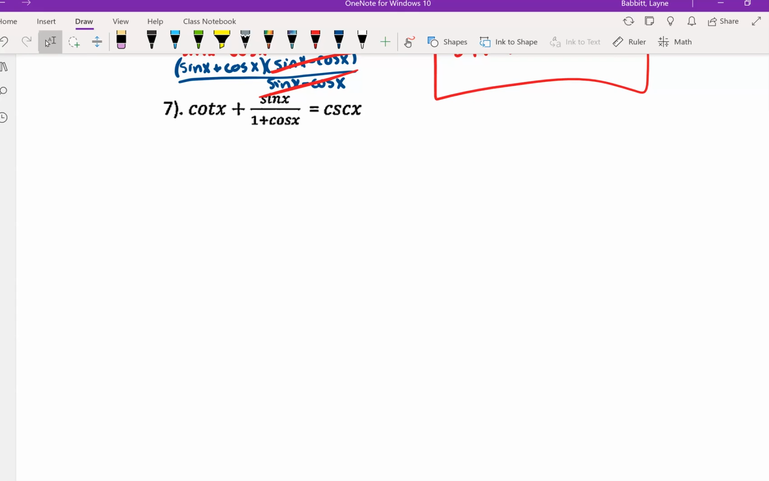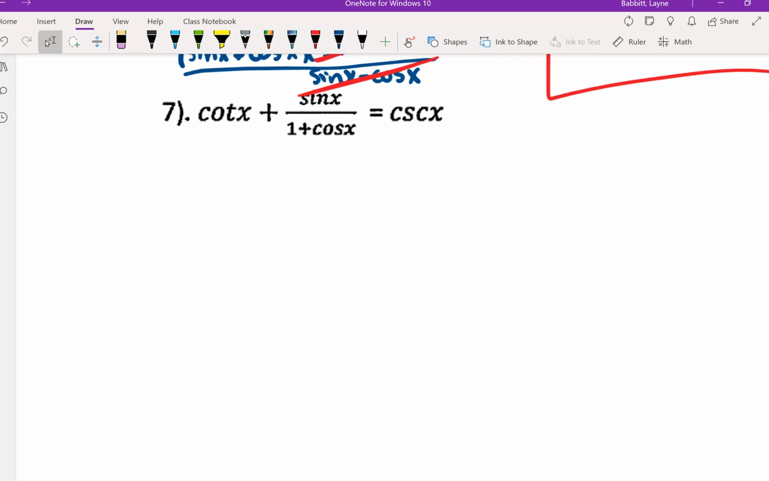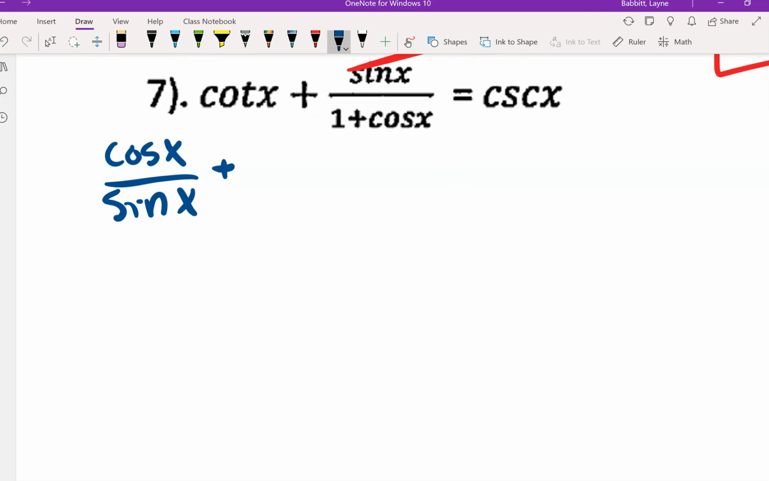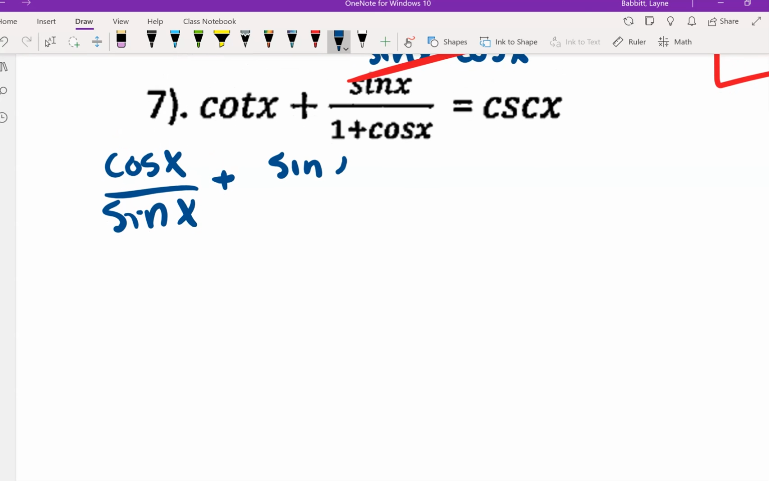So again, one of our favorite strategies, switch everything to sine and cosine. I'm definitely going to simplify this left side so I can get it to equal the right. Cotangent is the same as cosine over sine. And then I'm going to leave sine the same. All right, and then we're trying to get that to equal cosecant.